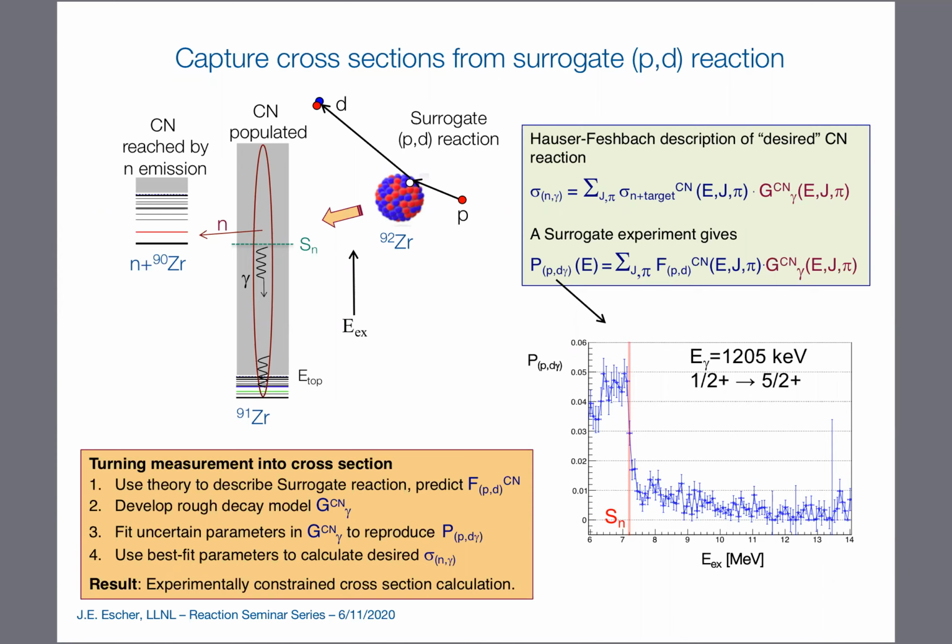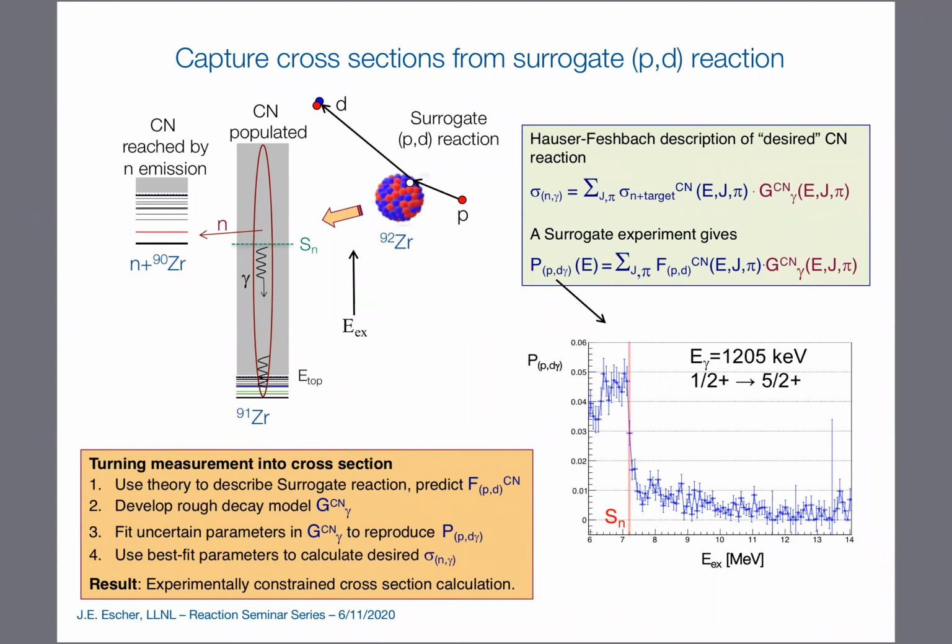So this is the P that's written up right above. It's the probability that the compound nucleus was formed in the surrogate reaction at a particular energy with a particular spin and parity. That's this F. And then that it decayed in this channel to this gamma ray. That's the G. And the idea now is that I calculate the F.